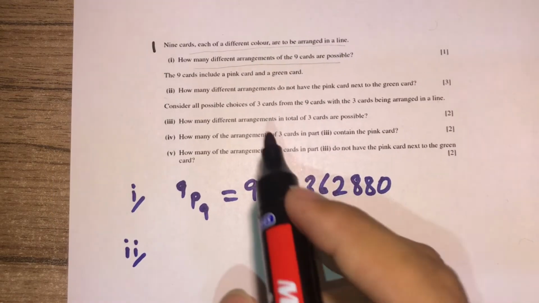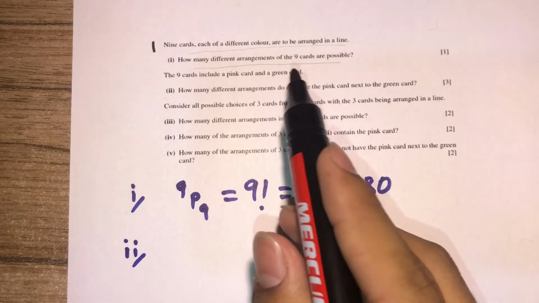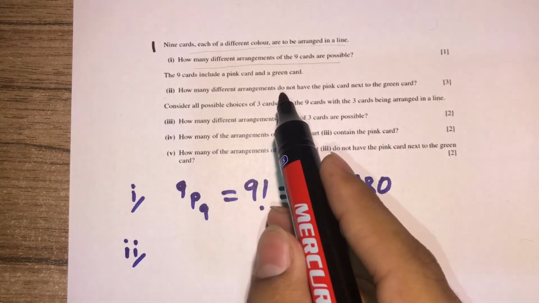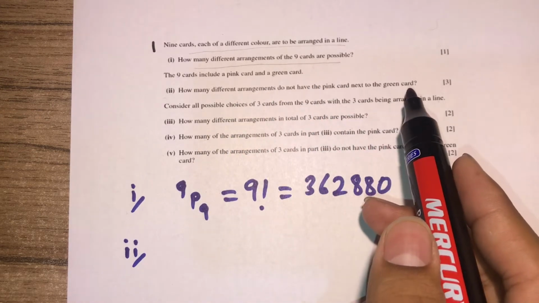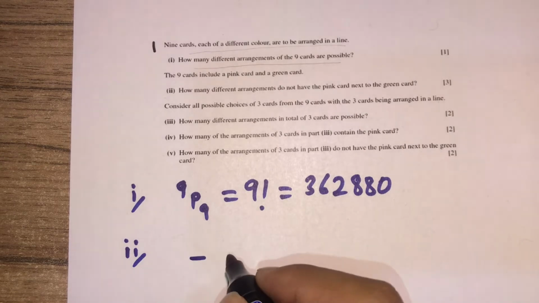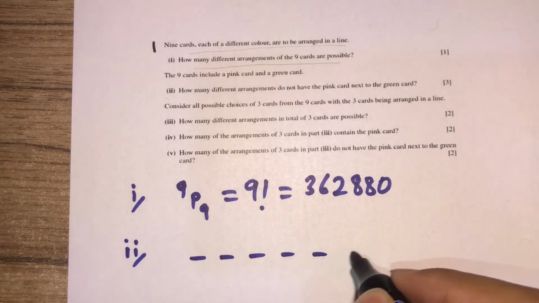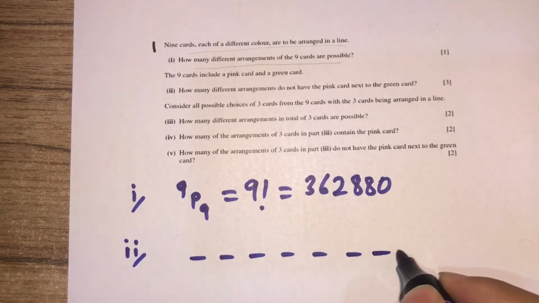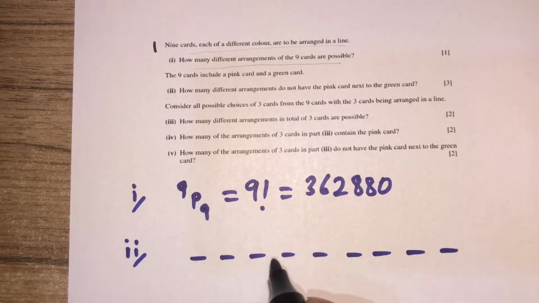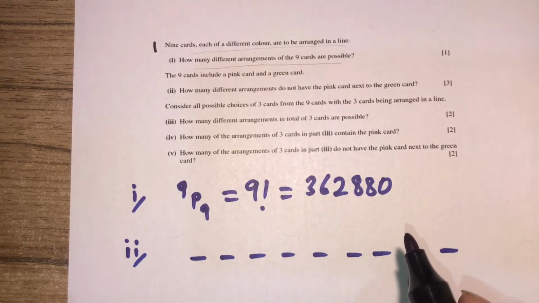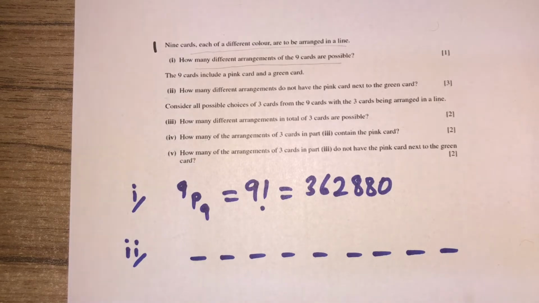Part 2, the 9 cards include a pink card and a green card. How many different arrangements do not have the pink card next to the green card? So if there are 9 cards, the pink card and the green card do not have to be together. So what we can do is take the pink card and the green card together and then subtract the probability of the pink and green card being together from the total probability.